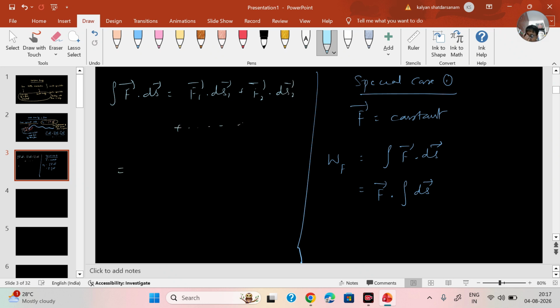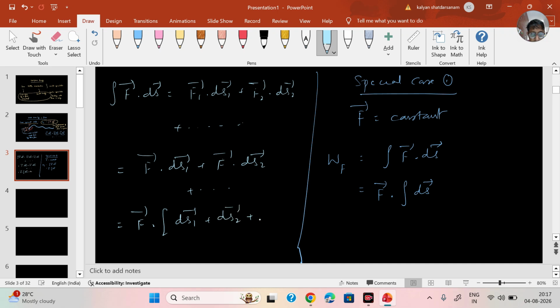Now I am really saying that this force F is constant. So F1, F2, F3 all are the same, their magnitude and direction, because it's the same force which is acting. So I can write F dot ds1 plus F dot ds2, because the force is constant. It's not changing in magnitude or direction. You can take F dot common and write ds1 plus ds2, and so on.